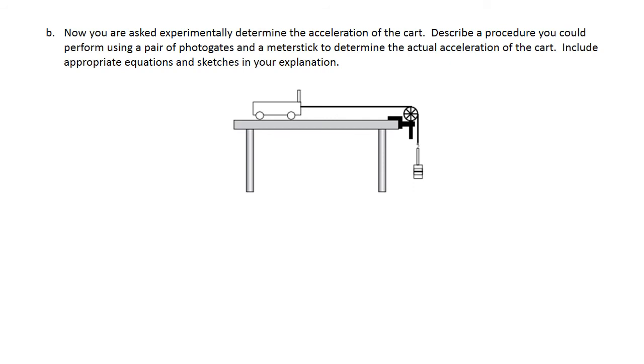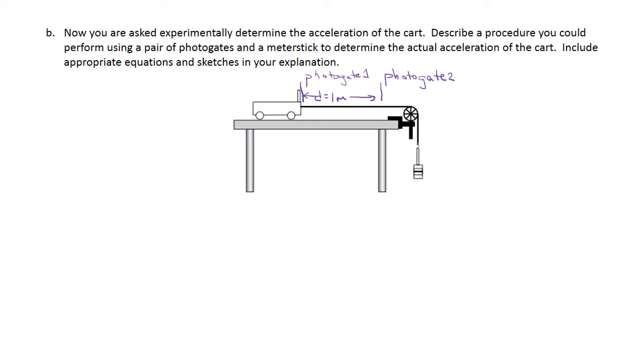So now I want to experimentally determine the acceleration. I have a pair of photo gates, so I'll place one right here. Photo gate 1. And I'll place another one a known distance away. I guess a meter might be a good distance. And I'll put photo gate 2 right there.